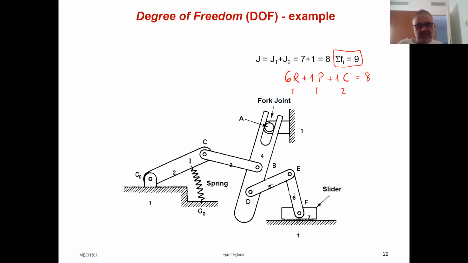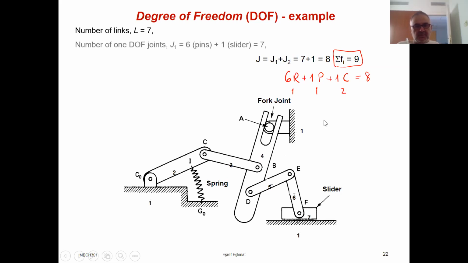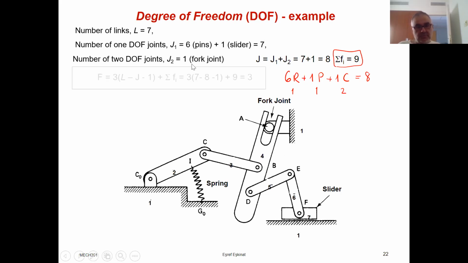The number of links is 7. Let's count them. The ground is 1, 2 is here, spring doesn't matter, 3 is here, 4, 5, 6, 7. And this ground is again a ground. Okay, so L is 7. So J is 8: the joints with 1 degree of freedom, and the 2 degree of freedom joint is called the fourth joint.